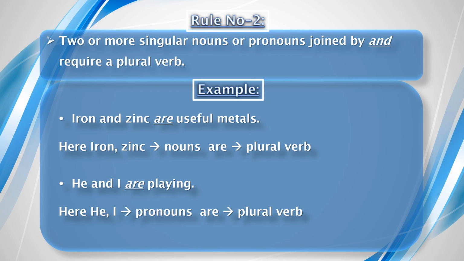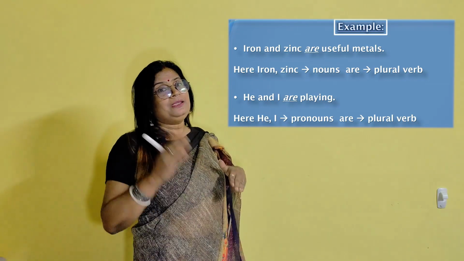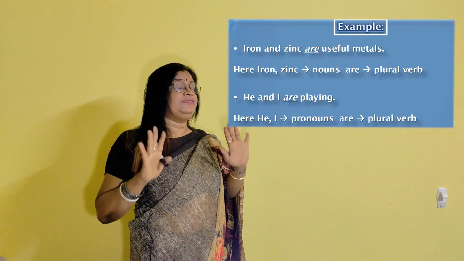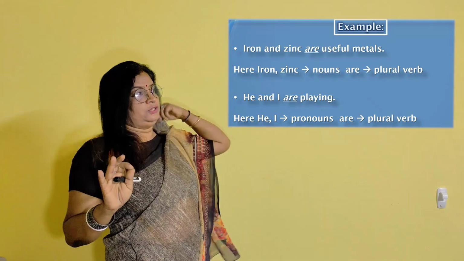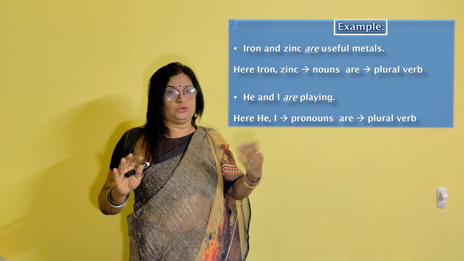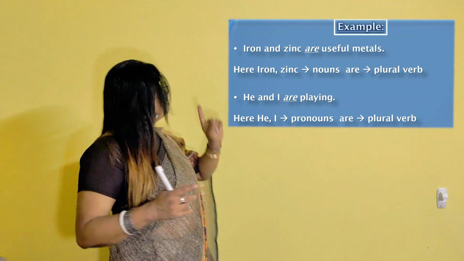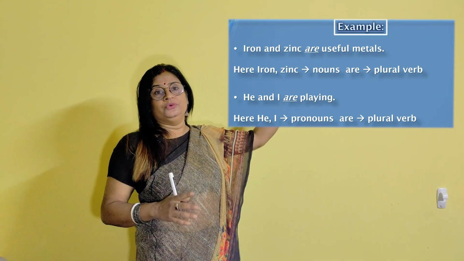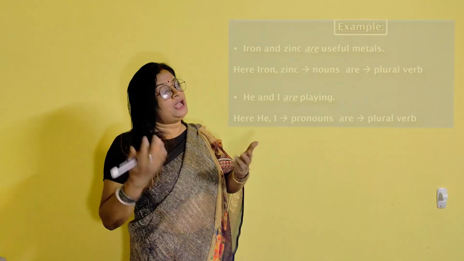So you should always keep it in mind: when you join two or more singular subjects with and, the verb will be plural. It should be very, very clear to you without any confusion. So whenever you are writing, keep in your mind that, okay, I'm joining two or more singular subjects, so I have a plural verb. Is it clear, students? Okay, now we move on to the next rule.